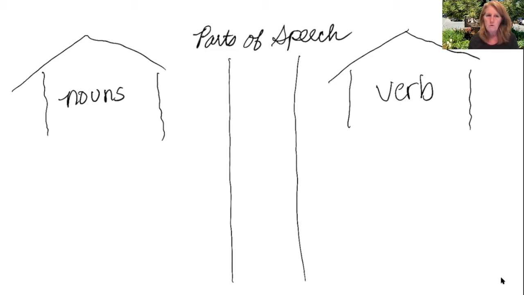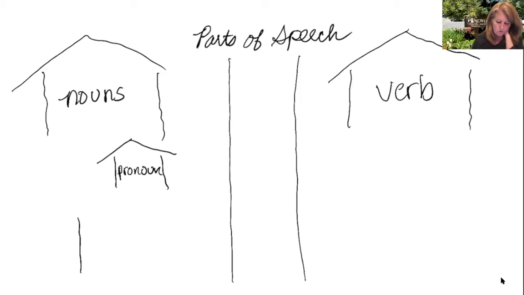Sorry for my messy drawing, but I'm not the best at Notability. But you have our 2 big houses, nouns and verbs. Now over here in a little house right next to the noun, we can even call it a guest house, we're going to put our pronoun, because pronouns can take the place of a noun. So anything a noun can do, a pronoun can do because they're there to take the place. So that's why they're in a little guest house next to the noun.